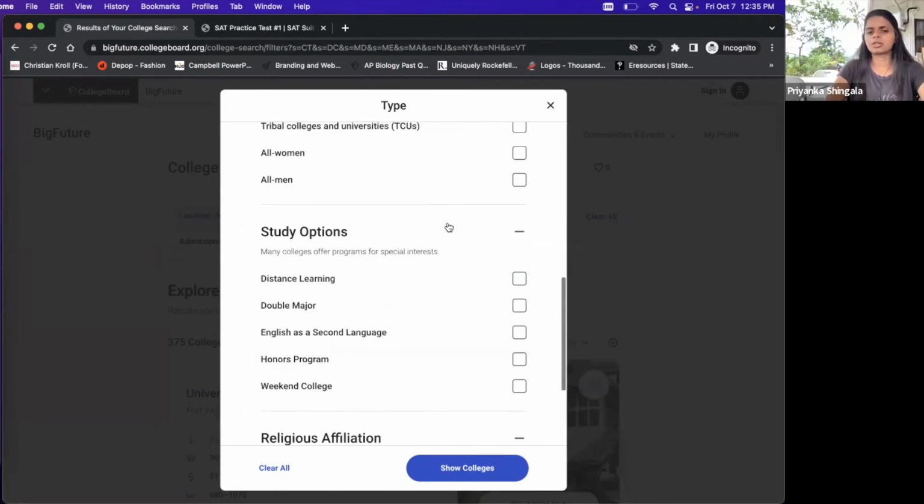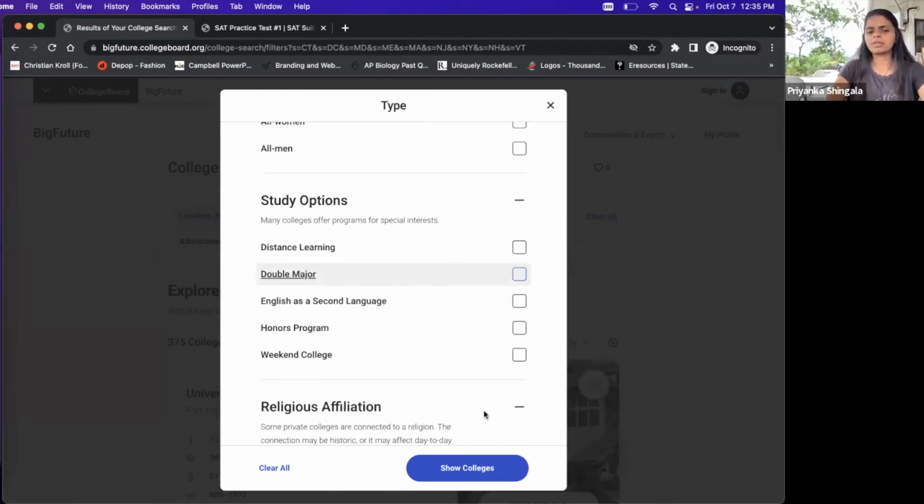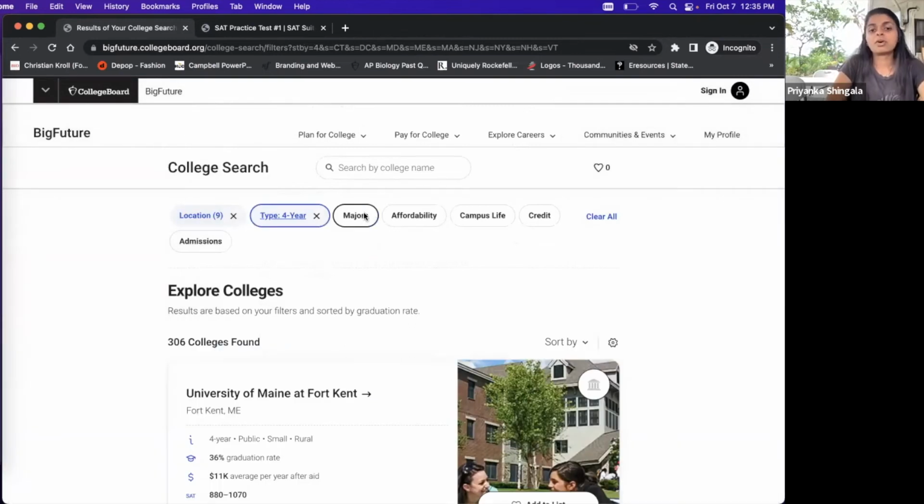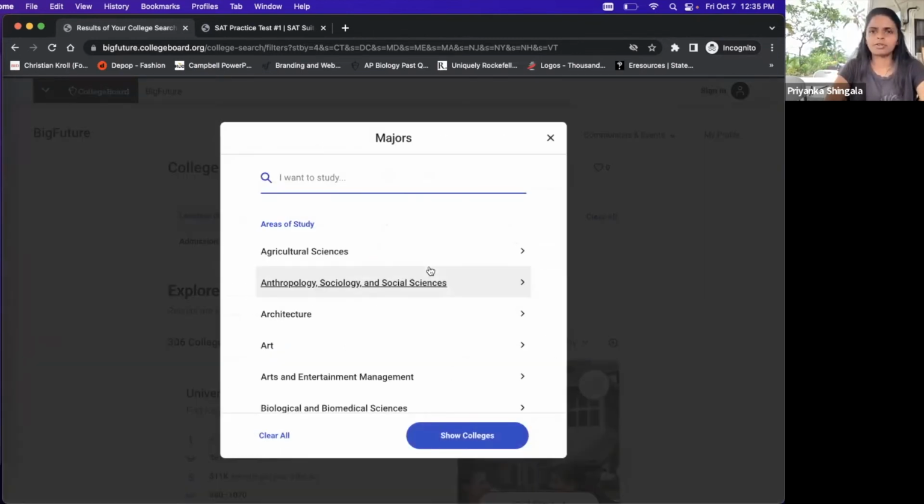Maybe you don't care. If you don't care about a certain topic, leave it blank. Otherwise, you may end up limiting it so much that no university pops up for you, even though there are universities like that. But maybe you know what you want to study. Maybe you don't. And just keep in mind, let's say I do graphic design.